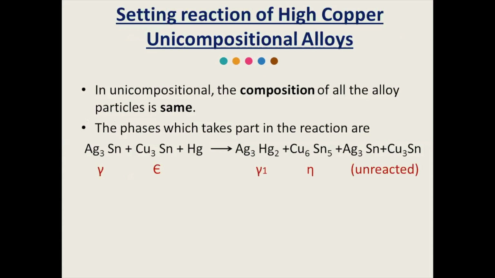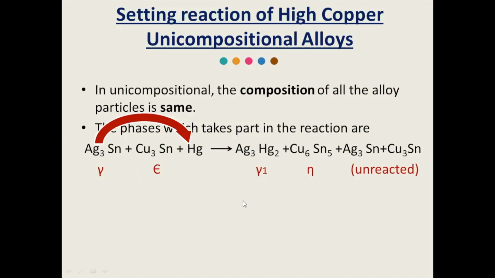Now the setting reaction here differs a little bit from the admixed alloy. In admixed high copper we have seen two reactions, but here there is only a single reaction. And how does this reaction differ? When we triturate mercury with the alloy powder, the silver and tin from the silver tin phase dissolve in the mercury, whereas copper dissolves in a very negligible amount from the epsilon phase. Okay, so there is first formation of the silver mercury phase, that is the gamma 1 phase.